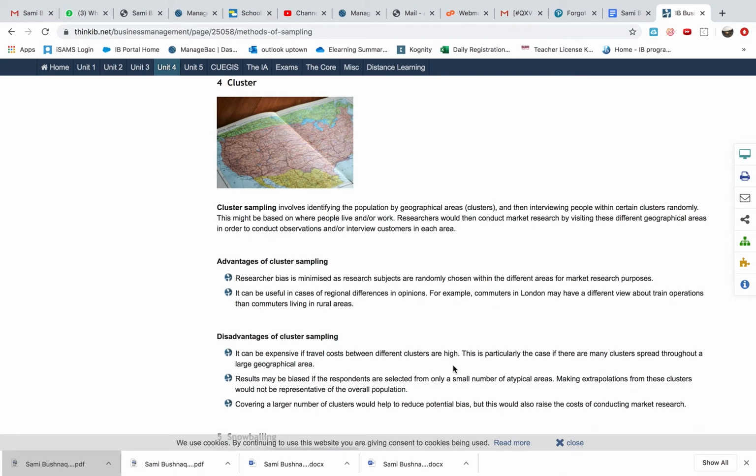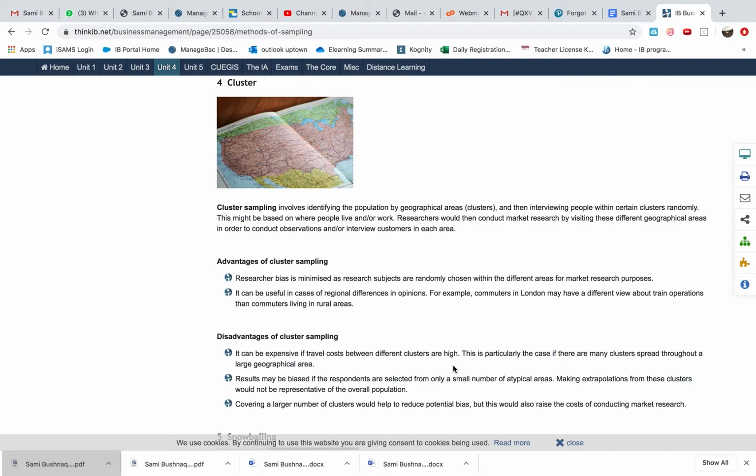Cluster sampling, number 4. Cluster sampling involves identifying population by geographical clusters and then interviewing people within certain clusters randomly. So this might be based on where people live and or work. Researchers would then conduct market research by visiting those different geographical areas in order to conduct the observations in their area.